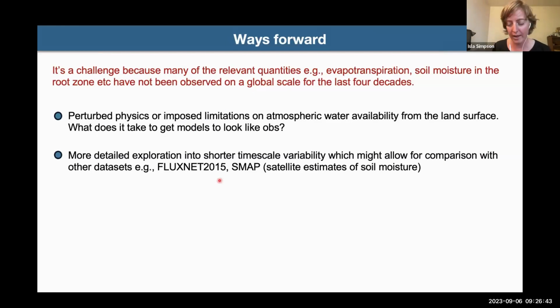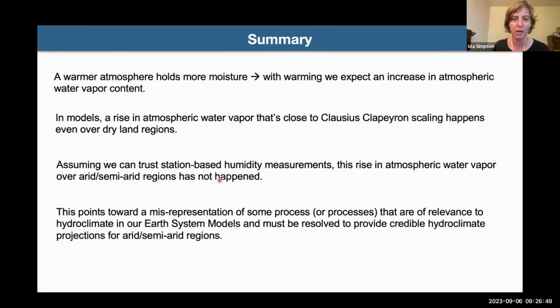And then also to try and see, can we see anything analogous happening on short time scales as well, where we do have some more observations. So to summarize, a warmer atmosphere holds more moisture. And so with warming, we expect an increase in atmospheric water vapor. Our models do this. They show a rise that's very close to Clausius-Clapeyron scaling, even in dry regions.